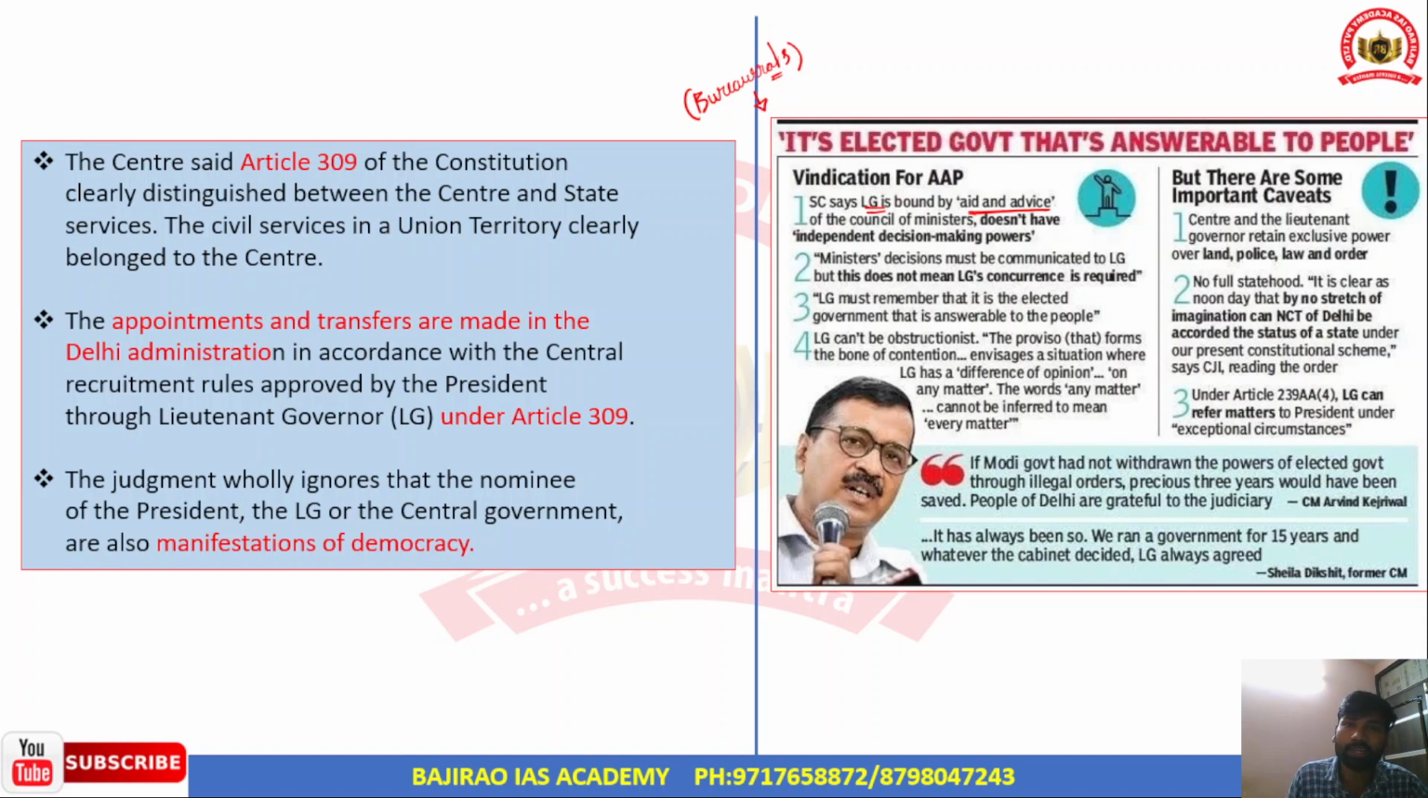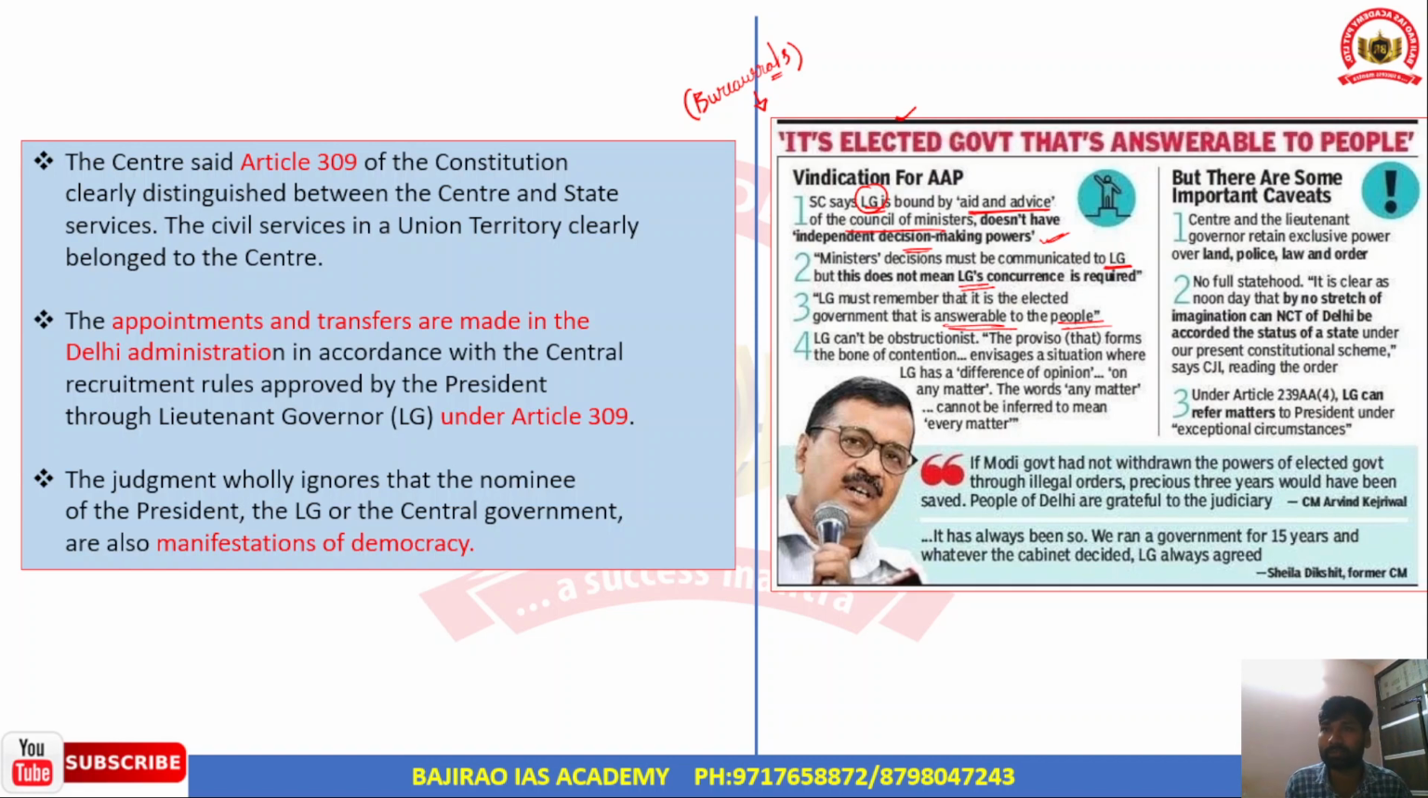However, the argument of the Delhi government is that since it is an elected government, it also has a certain extent of executive and legislative powers. The bureaucrats should be accountable to the elected government in Delhi. Okay, so if you look at the Supreme Court verdict, the Supreme Court says that the Lieutenant Governor is bound by the aid and advice of the Council of Ministers. It also says that the Lieutenant Governor does not have independent decision making and must act as per the aid and advice of the Council of Ministers. And secondly, the ministers' decisions must be communicated to the Lieutenant Governor. But this does not mean that the Lieutenant Governor's concurrence is required. The Lieutenant Governor must remember that it is the elected government that is answerable to the people.